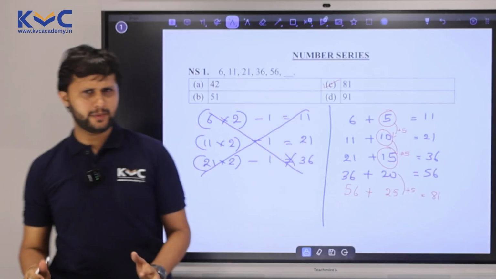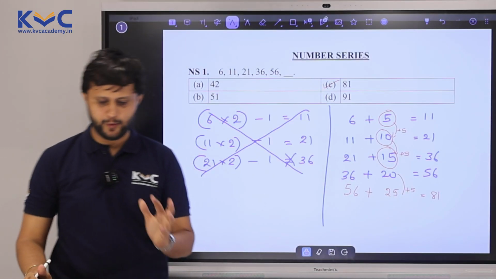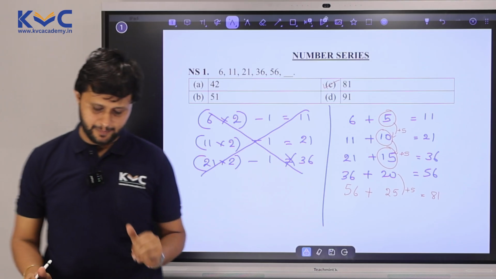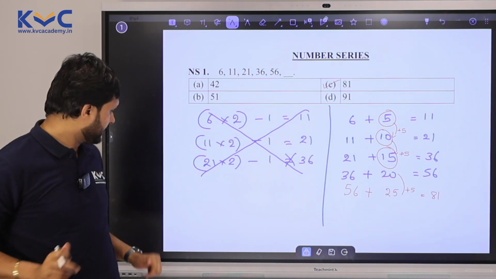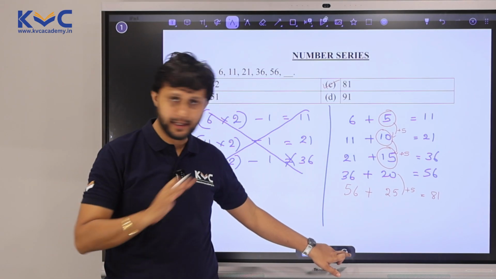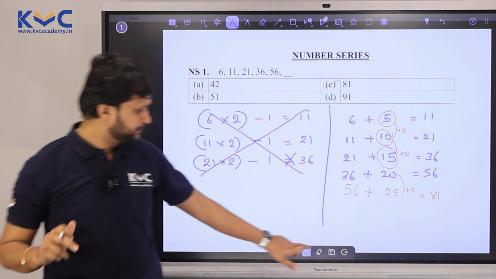So fine, in the first question we tried multiplication, it didn't work. Then we went for addition, and it worked perfectly. And that's the first answer. Answer is 81. Fine. I'll move on to the next question now.